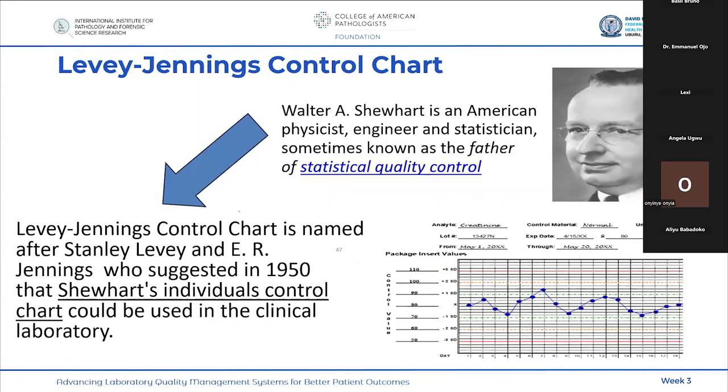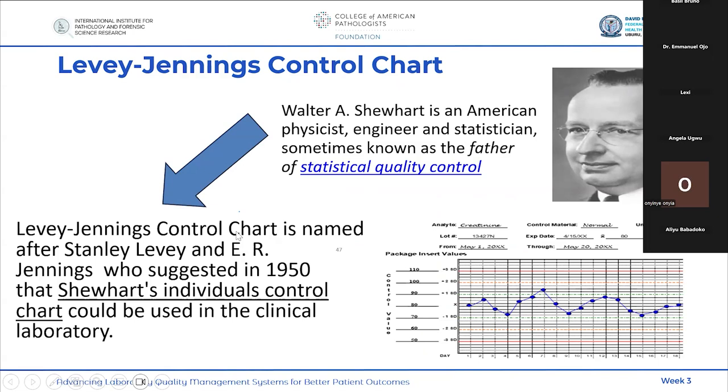So this slide just explains how we came about the LJ charts. It is the work of two people, Stanley Levy and E.R. Jennings, who suggested in 1950 that Schwartz, who was considered to be the father of SQC, could be used in the clinical laboratory. So they improved on the work of Schwartz, and it used to be known as Schwartz charts.